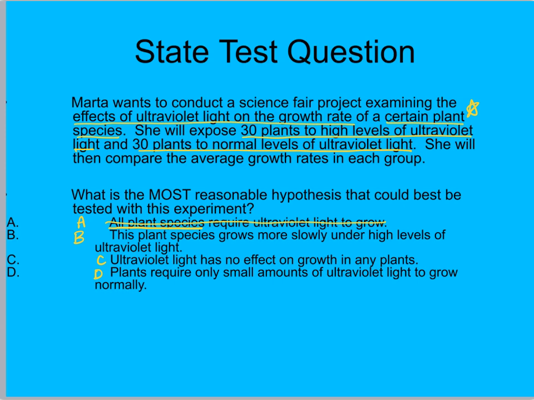So B sounds pretty good. This plant species grows more slowly under high levels of ultraviolet light. Did we test high levels of ultraviolet light? Yes, we did. So let's come back to that. We're not going to eliminate it just yet.